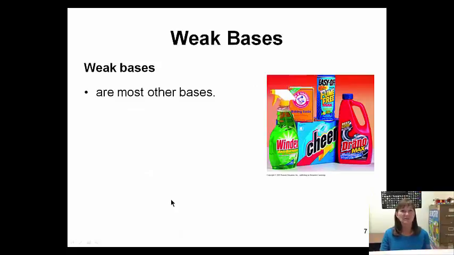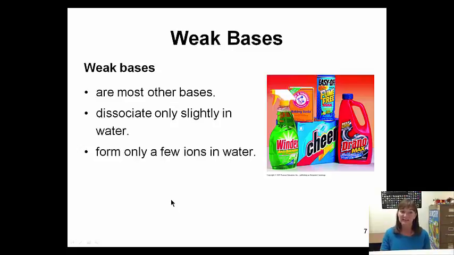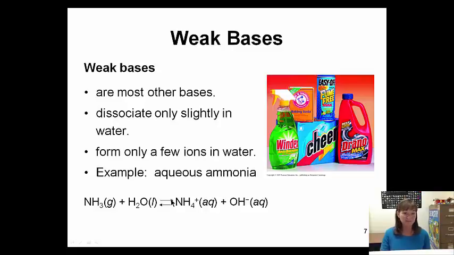Weak acids and weak bases are almost all the other acids and bases that you encounter besides those metal hydroxides. They're going to dissociate only slightly in water, forming only a few ions. An example of that is ammonia. When you put ammonia in water, only a small percentage of it turns into ions. So I want you to memorize that ammonia is a weak base. I also want you to know that acetic acid is a weak acid. Those are the two weak acid and base I want you to memorize. So know that hydrochloric acid is a strong acid, acetic acid is weak, and ammonia is a weak base.